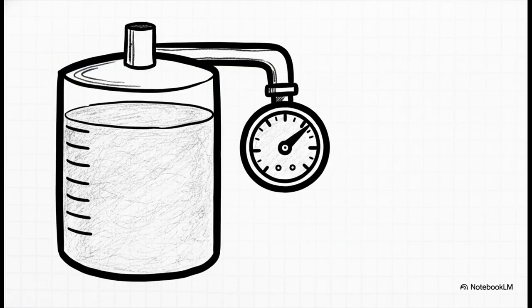Now, the system we're going to use for our example today is a pretty beefy one. It's built on a battery bank that has a total capacity of 600 amp hours, and it operates at a pressure of 12 volts.